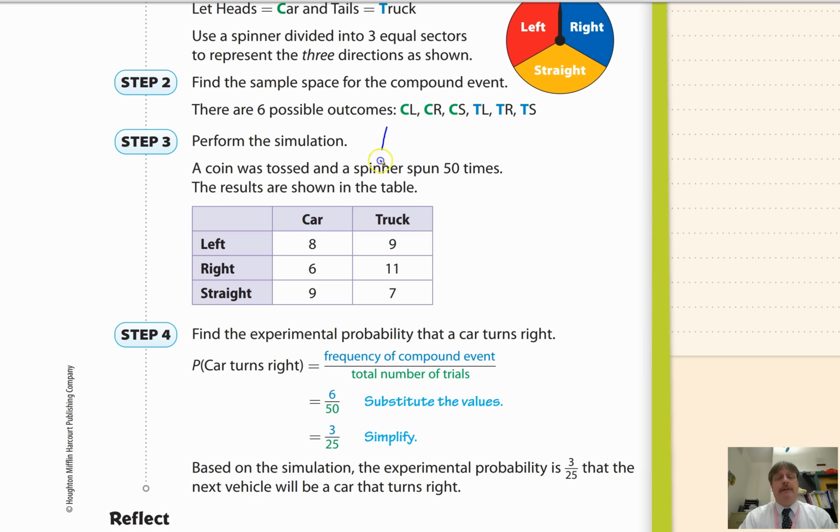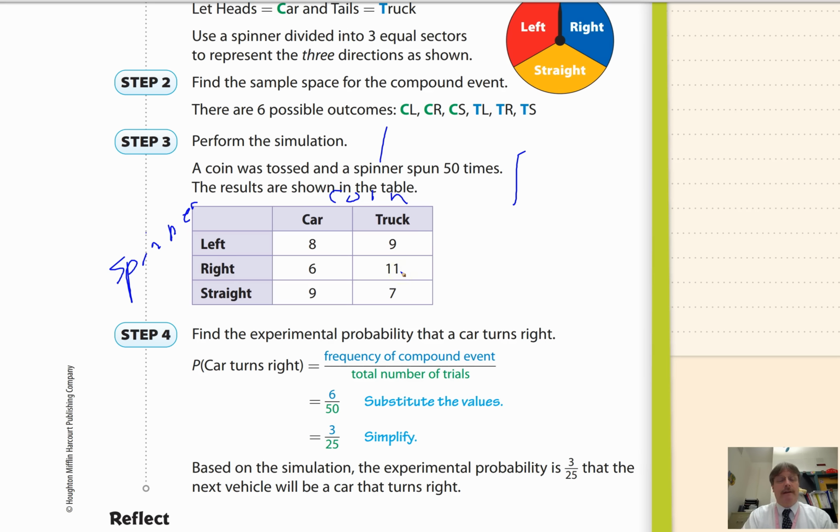So the simulation is conducted. They've done this 50 times. And this is the outcome that they came up with. Remember, this is the coin, this is the spinner here, okay? So they have a car turning left 8 times, a truck turning left 9 times, a car turning right 6 times, a truck turning right 11 times, and a car going straight 9 times, and a truck going straight.